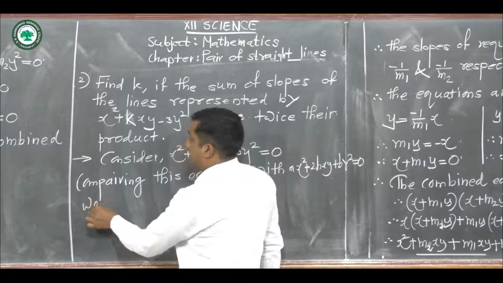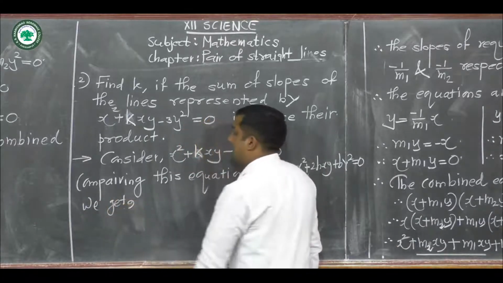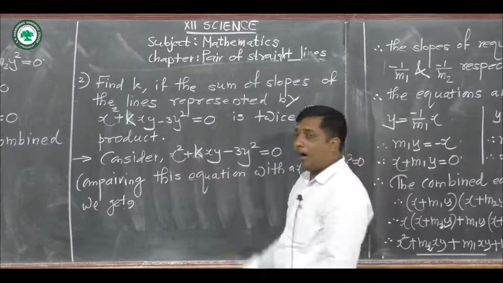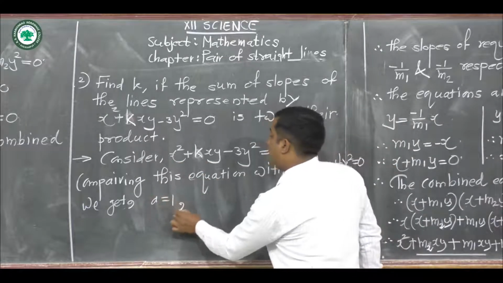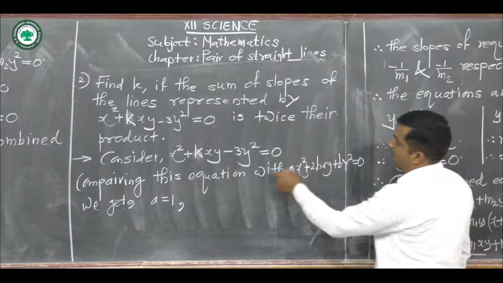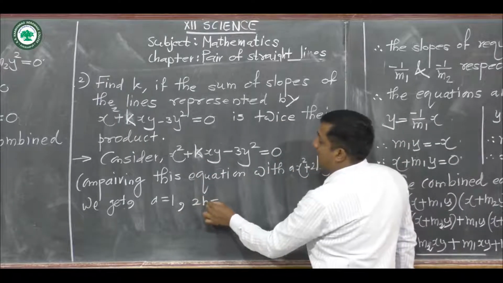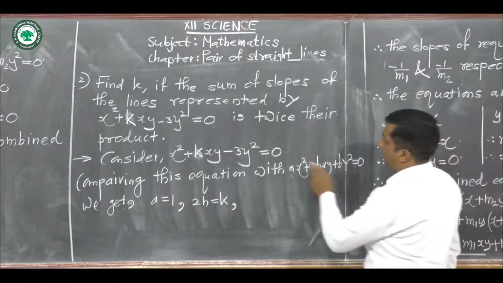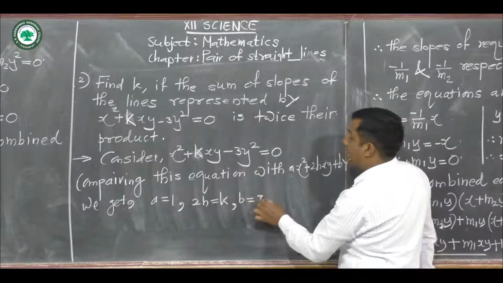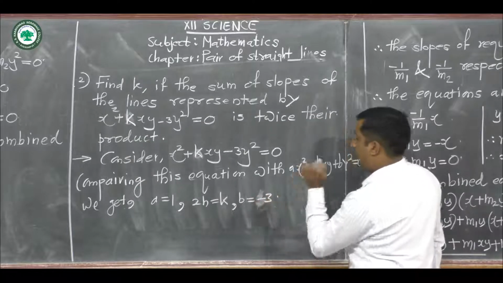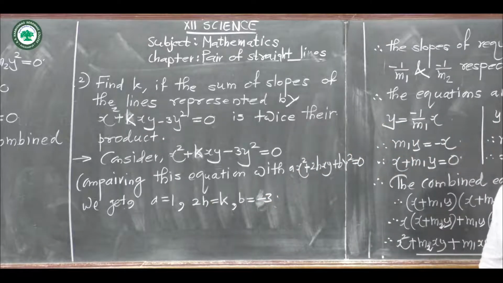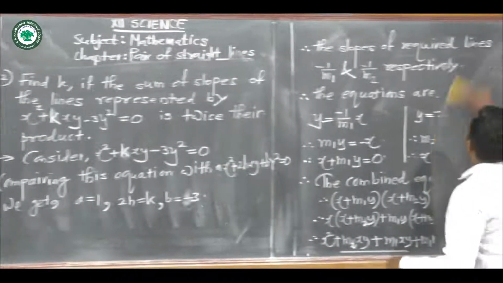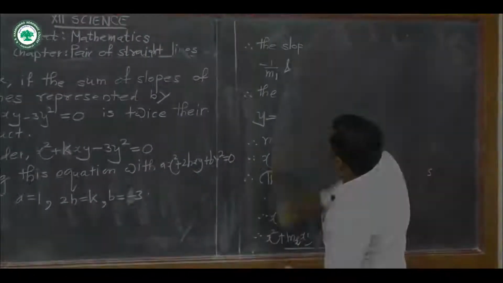Here in the position of a we have 1, so a is equal to 1. Then in the position of 2h we have k, so twice h is equal to k. Then in the position of b we have minus 3. So we know a, 2h and b. Now we consider the sum and product of these slopes.